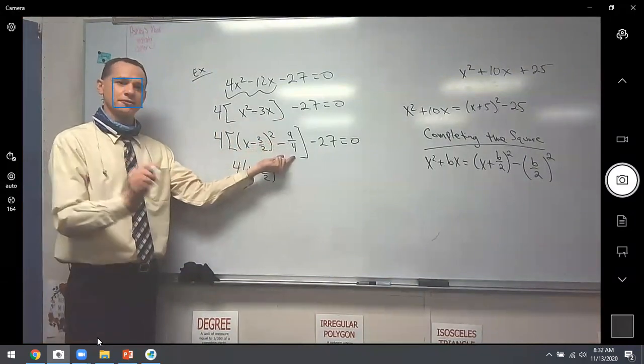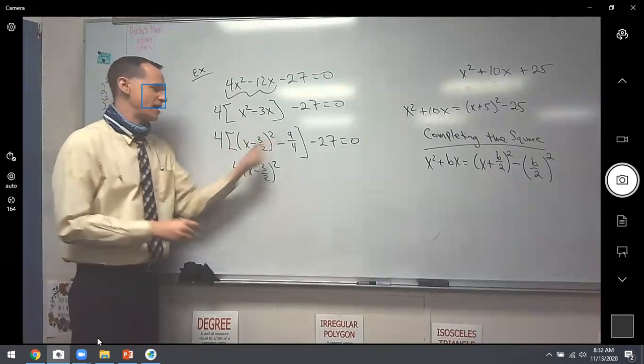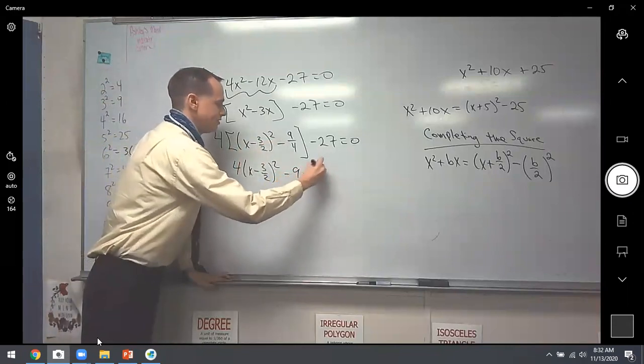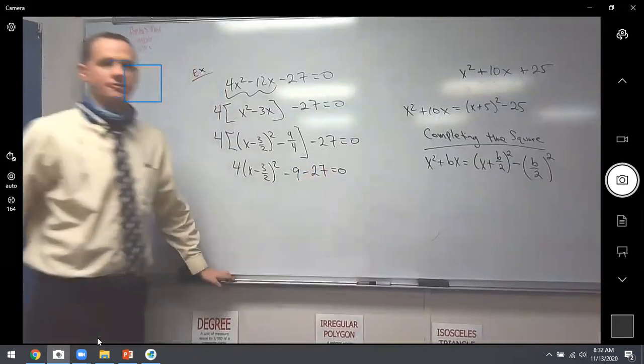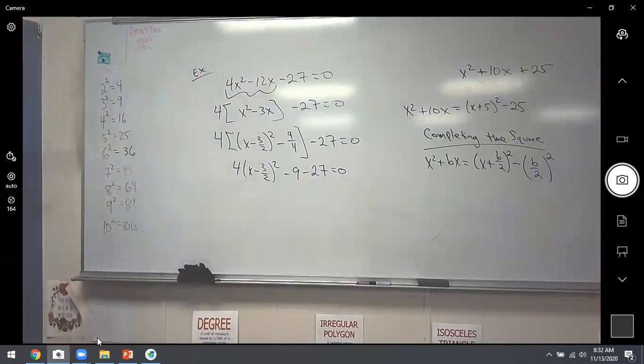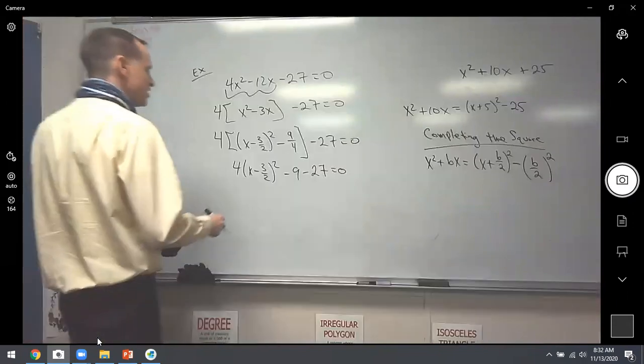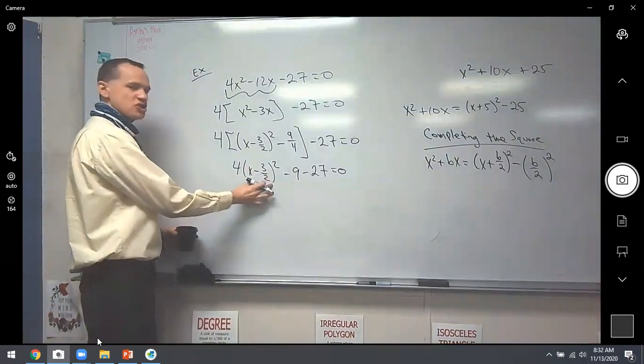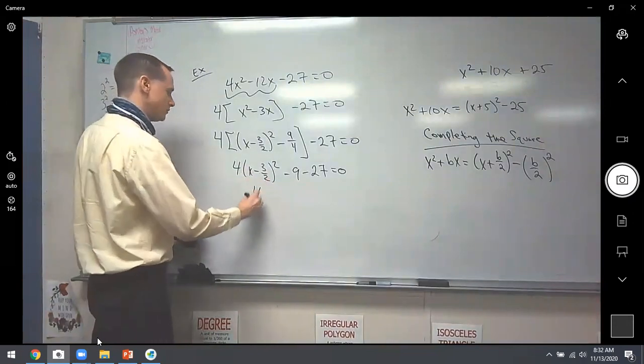What's that going to do? They're going to cancel out. You just have a minus 9 left when you do that. And then you still got this minus 27 on the end. Clean things up a little bit. Now our job is to get the square thing by itself.